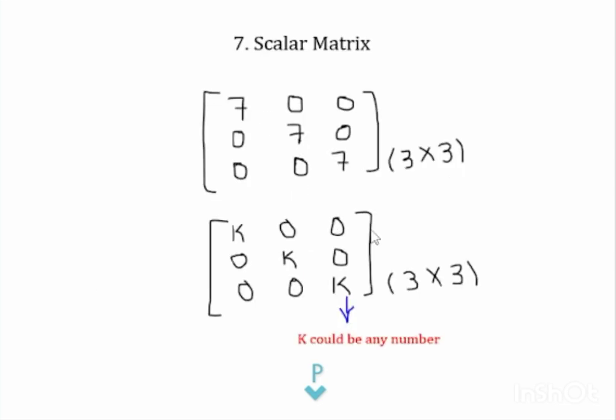Scalar matrix. A scalar matrix is also a type of diagonal matrix. The diagonal elements of a scalar matrix are equal or the same. A scalar matrix is also a square matrix. Any scalar or diagonal matrix is a square matrix, but it is not necessary that every square matrix is scalar or diagonal. These are the diagonal elements 7, 7, 7. These entries are the same, and below and above the diagonal the entries are 0. Here I write k. k means any number.